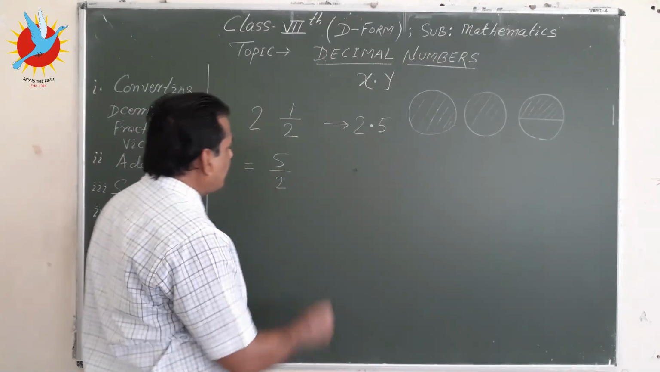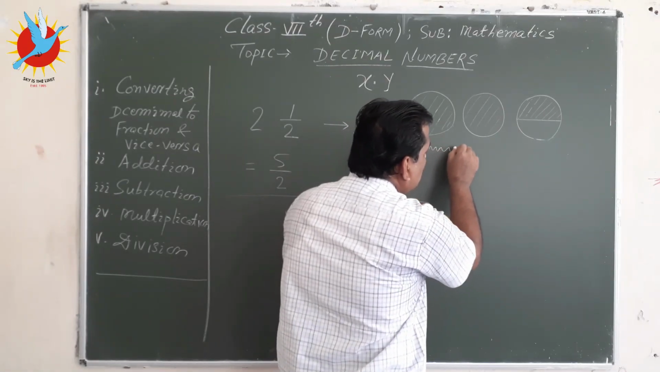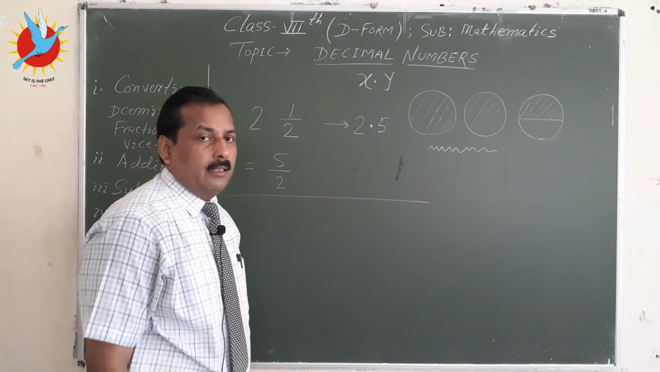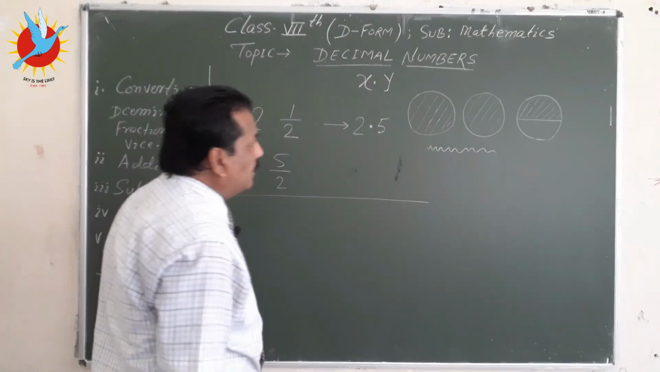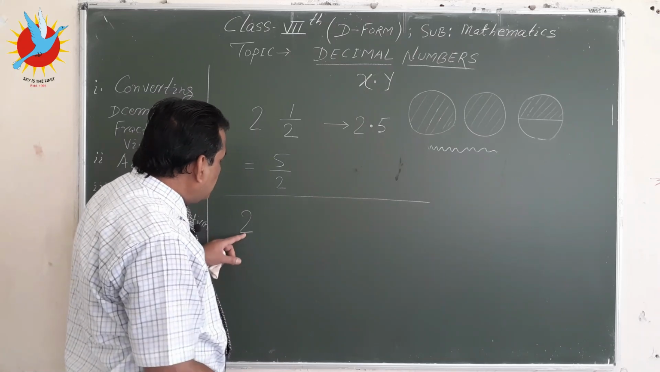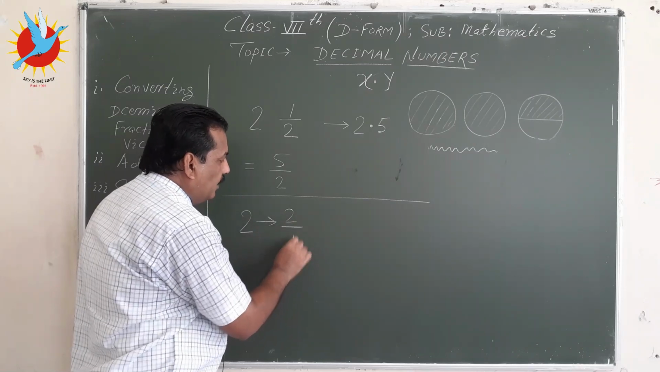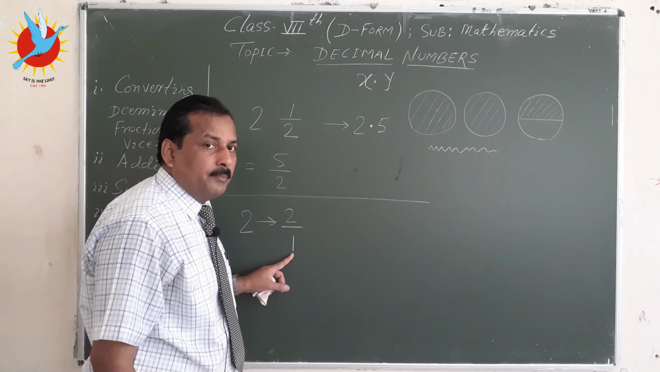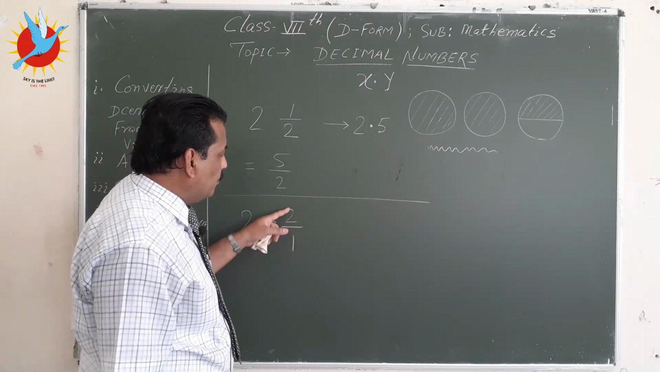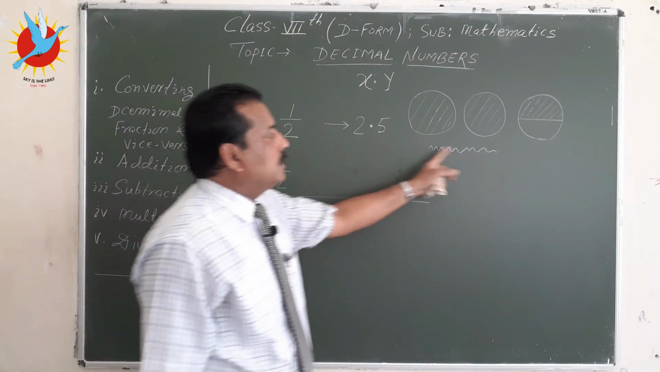Similarly, if we need to represent only these two cakes, so the person has eaten 2 cakes, in English you speak like this, and we can write 2 whole cakes. These 2 can be written in the form of a fraction, and this can be written as 2 by 1. If the denominator is 1, this means that this is a whole number. This 2 by 1 is equivalent to 2. So this is the fractional form for these 2 cakes.